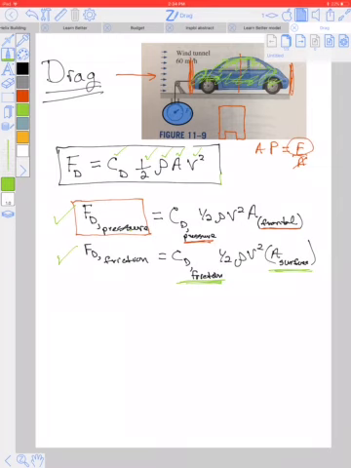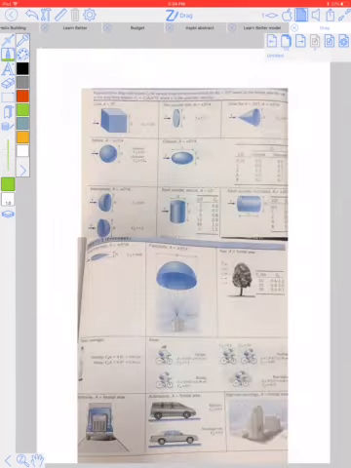All right, let's jump forward here. From our textbook, we've got a table of drag coefficients for different kinds of objects. Here's a sphere. The sphere has a drag coefficient of 0.2 if the fluid going over it is turbulent, but if the fluid going over it is laminar, then it's 0.5. Here we have a parachute, and the drag coefficient for a parachute is 1.3.